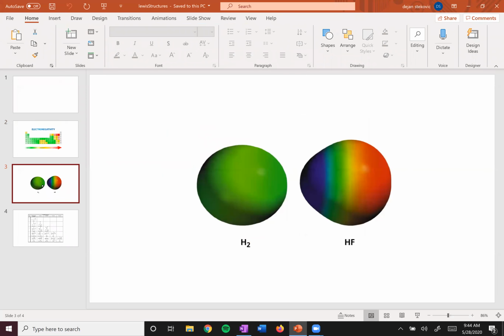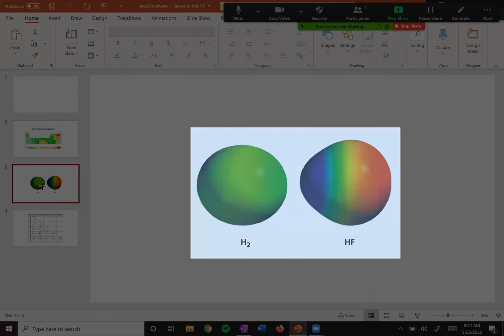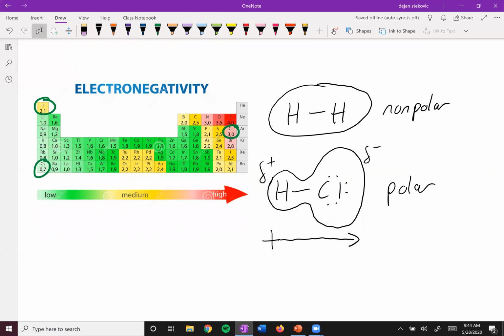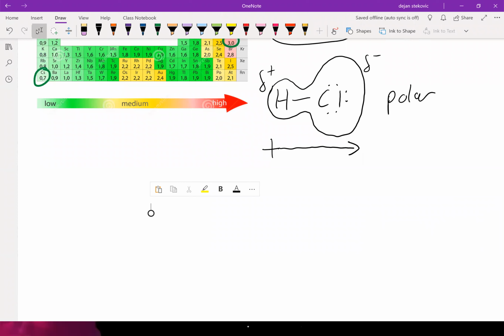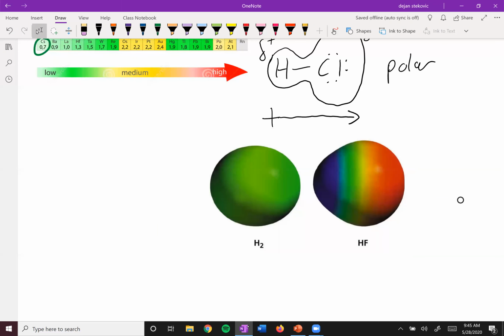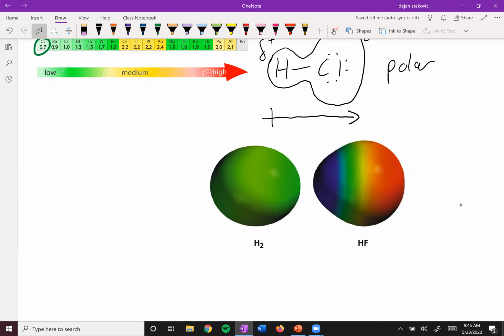Another good thing to do is just Google compounds and include electrostatic potential. And so what you'll see is these kinds of maps show up. And so the color here is indicating where the electron is spending most of its time. And so you can see the same as our example, right? In H2, the electron is equally shared between the two hydrogens, whereas in HF, the electron is spending significantly more time on the fluorine. And so this one has a dipole and is polar, while the other one is not.